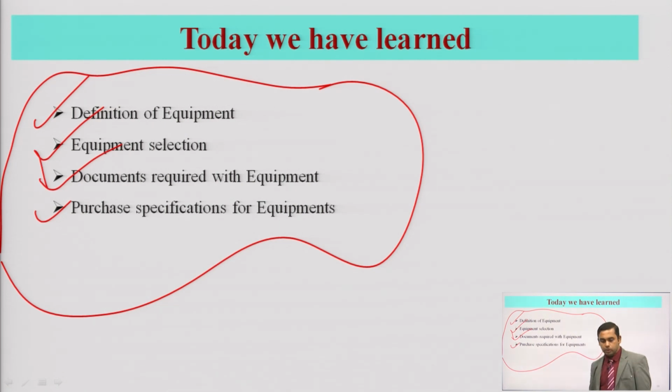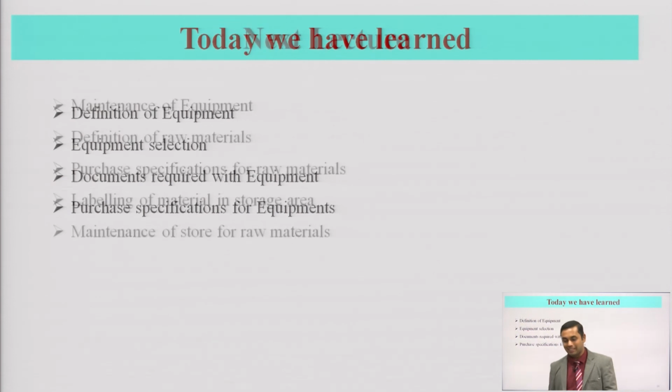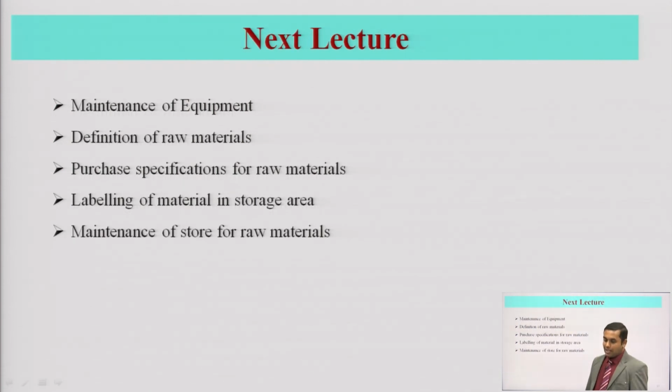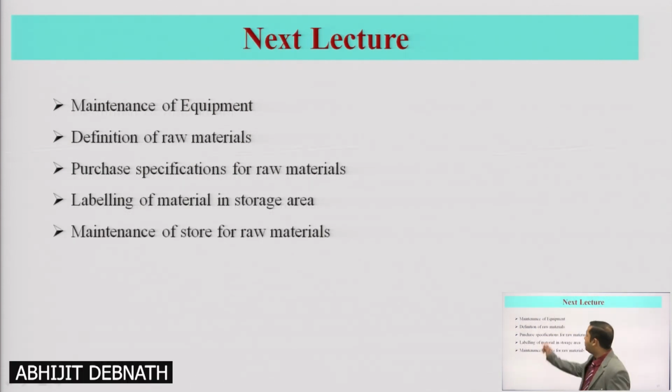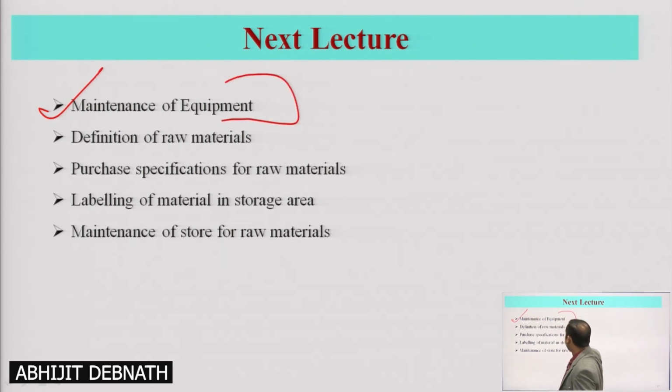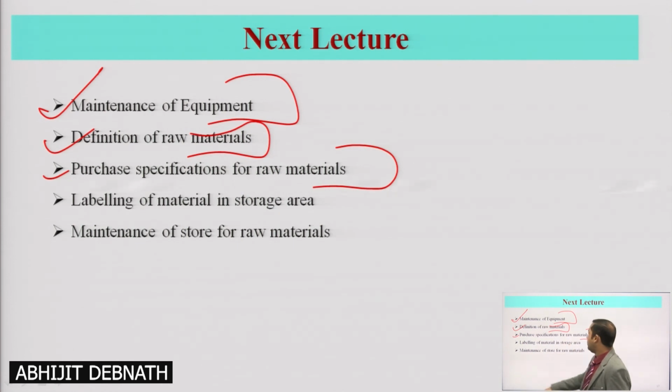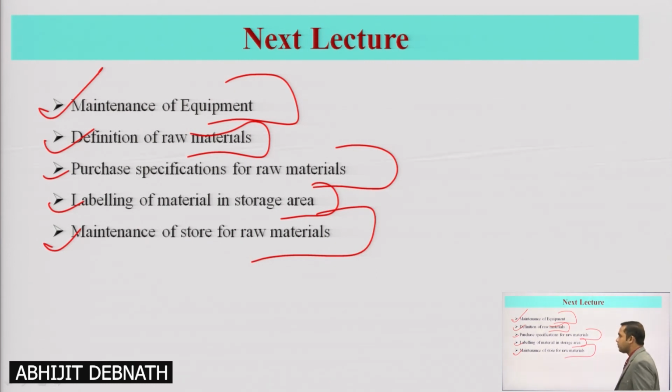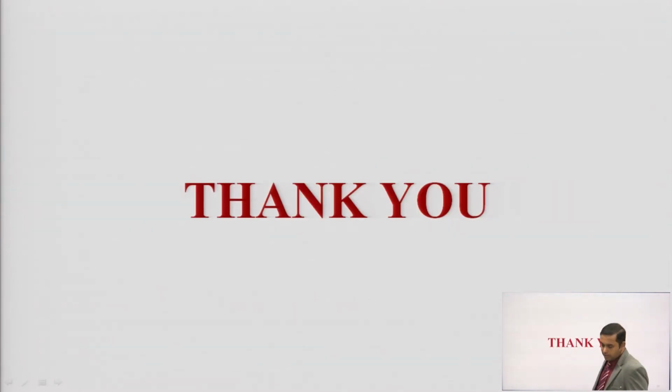I hope you are much more encouraged to work in industry after learning this lecture. In the next lecture, I will tell you more about the maintenance of your equipment, how we do the maintenance activity, the definition of raw material, purchasing specification of raw material, labeling of the material in the storage area, and maintenance of the store for the raw materials. These things we are going to learn in our next lecture.